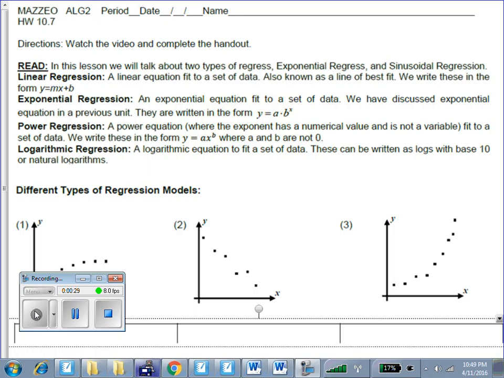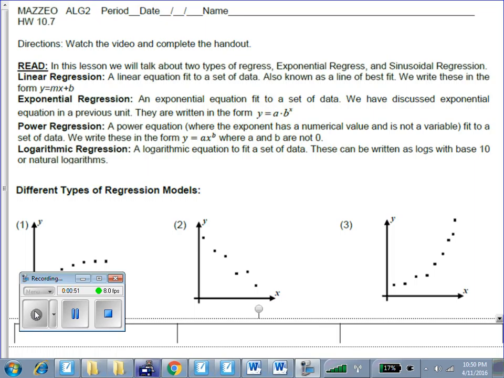It's still kind of like this whole idea of a line of best fit, except now exponential regression wouldn't be a line, it would be an exponential equation or curve, you can think of it as. We talked about exponential equations in the past, and they're written in the form y equals a times b to the x power, where x is the variable, so a and b are actual values.